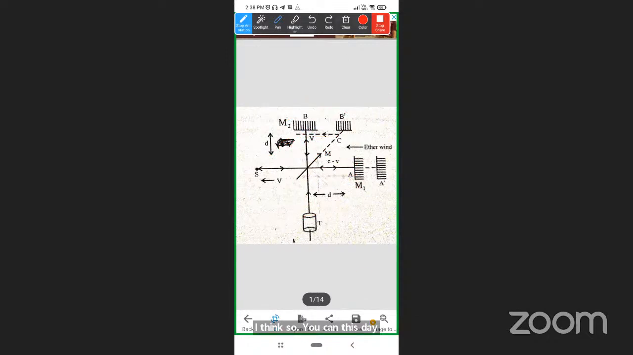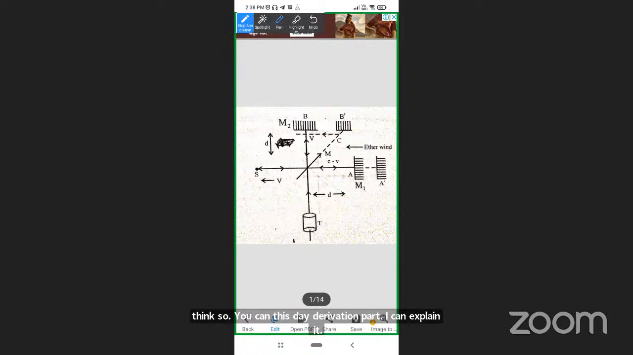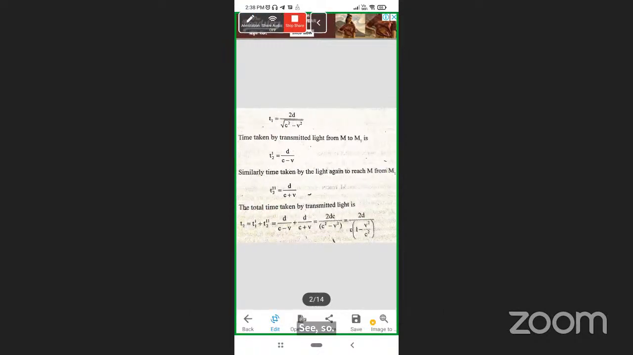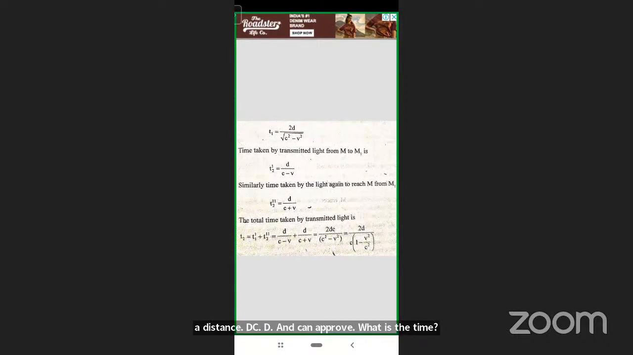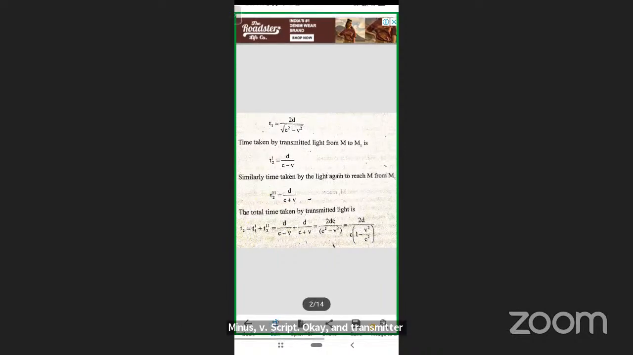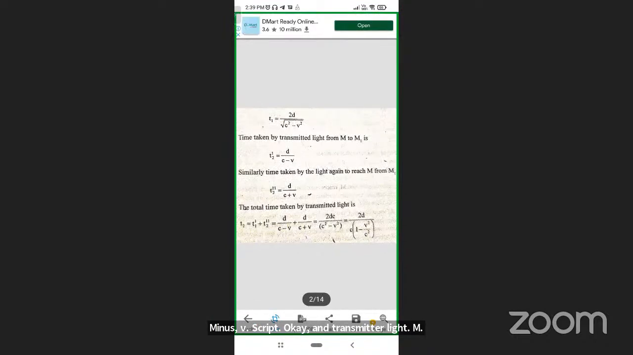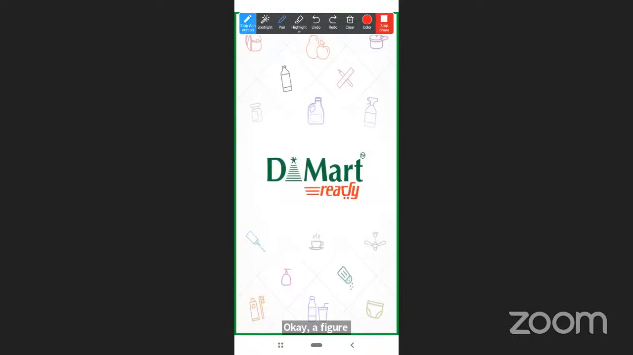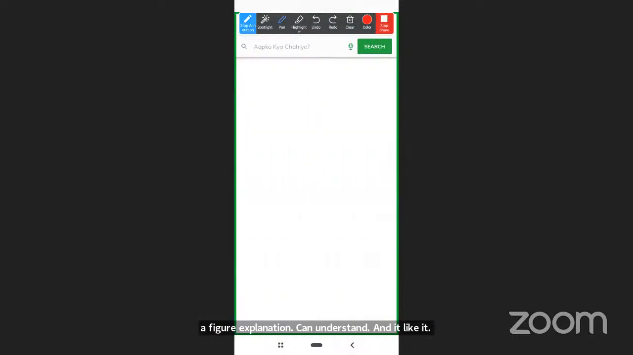See, this is the total time taken by the reflected light, the second light. So when the reflected light travels a distance D, what is the time taken? T1 is equal to D by under root of C square minus V square. And for the transmitted light from M to M1 mirror, T2 dash is equal. Okay, if you understand the figure explanation, so sorry.